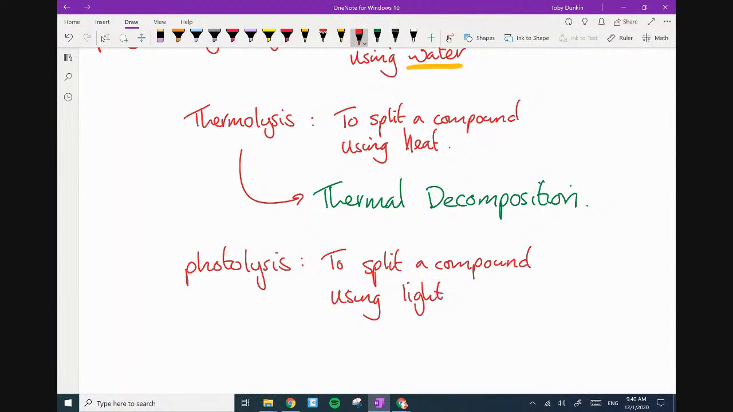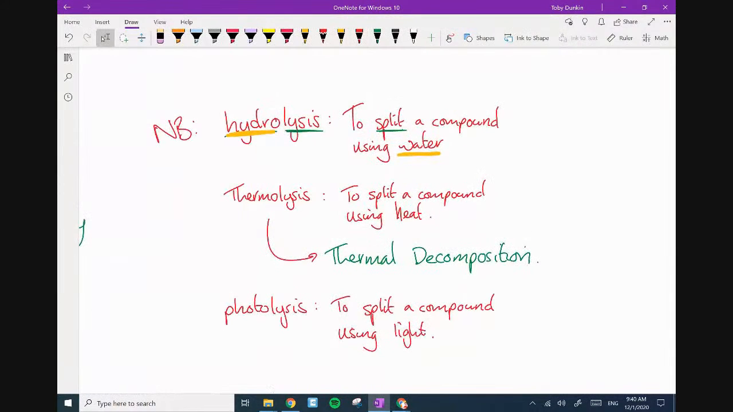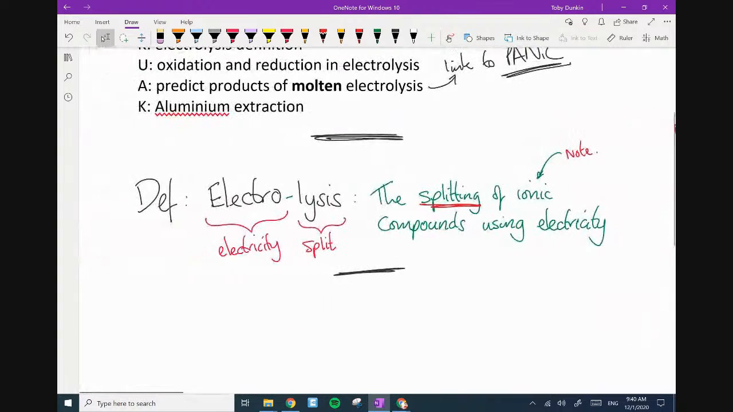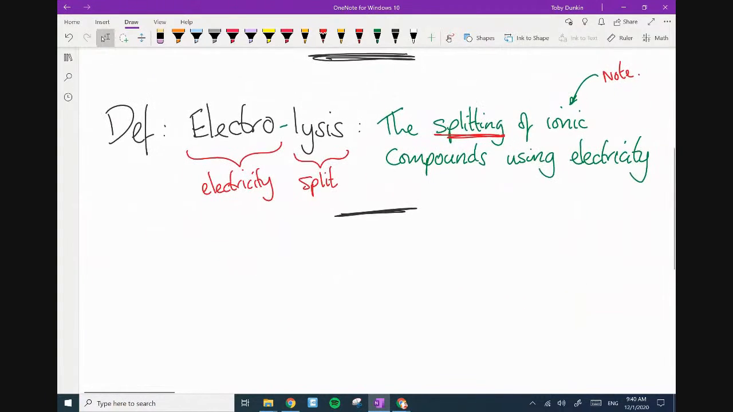Isn't that cool? Loads of lysis. Look at that. Navina, Zaina, Callista, well done. Spot on. Really impressed. Great job. So lots of lysis, but today we're focusing on one particular one, and that's electrolysis. So we're going to split an ionic compound using electricity.